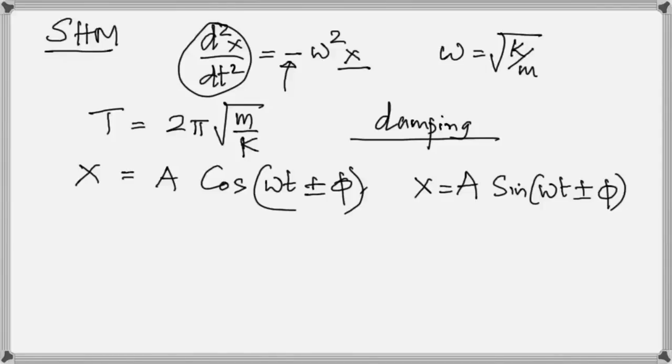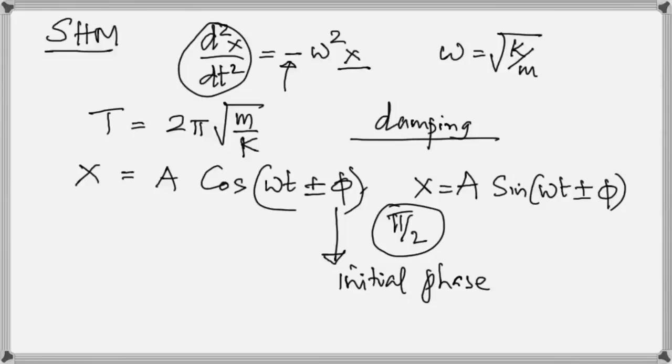Sine 0 is 0, cosine 90 is 0. You see that? So there is a phase difference. I hope you're listening. There is a phase difference of pi by 2 radians between them. 90 degrees, pi by 2 radians. Now I'm telling you what phi is. Phi is called the phase difference or the initial phase.